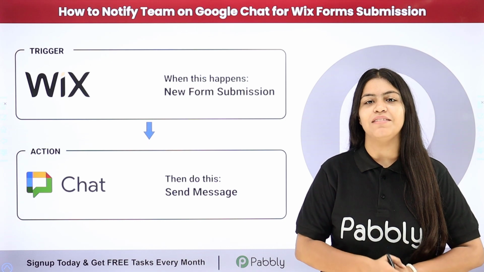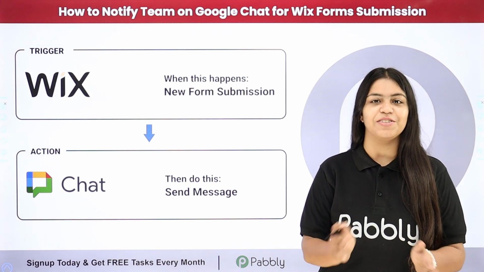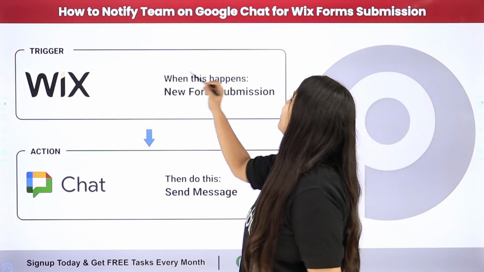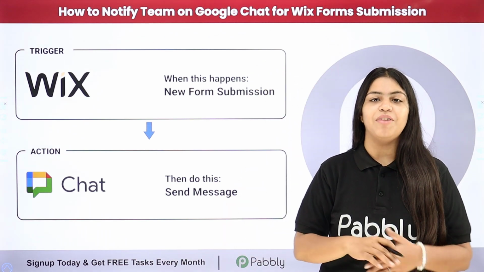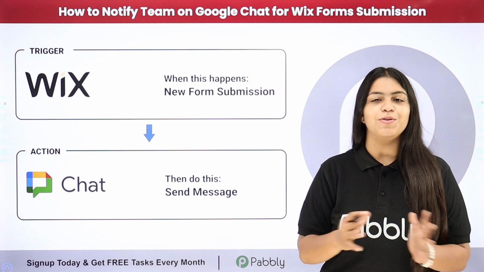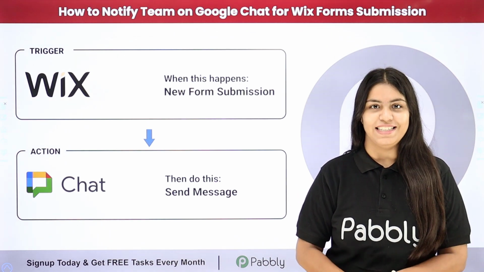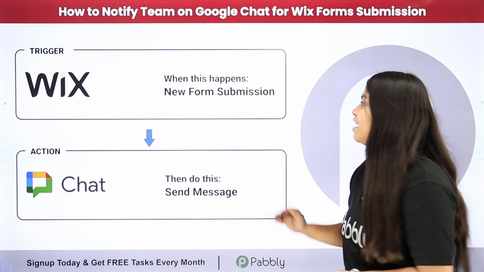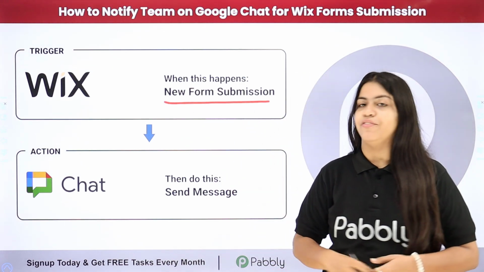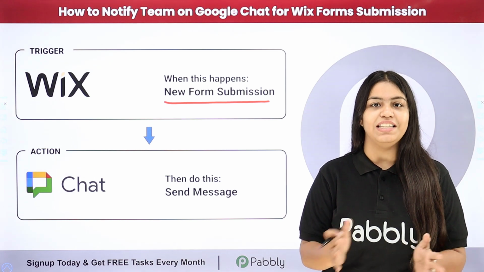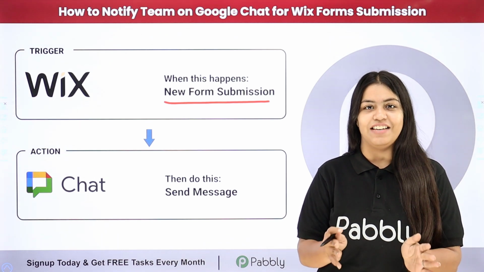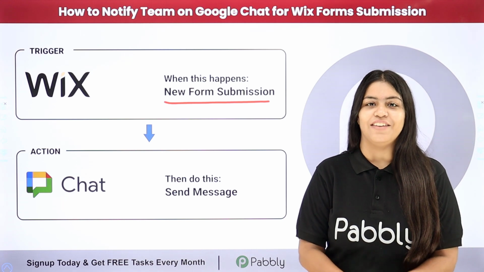So hello all, welcome back to Pabbly Connect, and in this video we are going to understand how to notify team on Google Chat for Wix Forms submission. So over here I'm running a travel agency and we use Wix to get the potential client details. So now what I want is that as soon as a new form submission is made in my Wix Forms, automatically my team on Google Chat should be notified about the new potential client details received so that we can follow up quickly and efficiently.